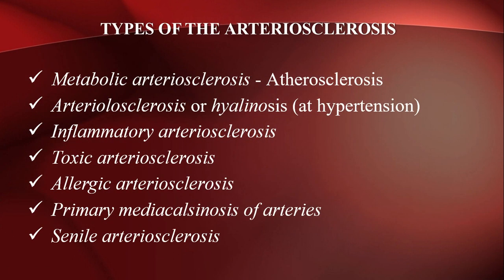There are the following types of arteriosclerosis. The term sclerosis you remember from pathological anatomy: it is the formation of rough abnormal connective tissue. First, metabolic arteriosclerosis, or atherosclerosis; arteriolosclerosis, or hyalinosis at hypertension; inflammatory arteriosclerosis; toxic arteriosclerosis; allergic arteriosclerosis; primary medial calcinosis of arteries; and senile arteriosclerosis. The term arteriosclerosis describes the development of sclerotic tissue in the wall of the arteries.